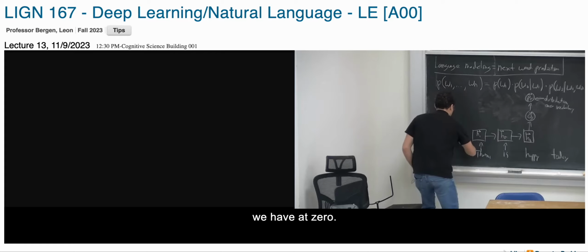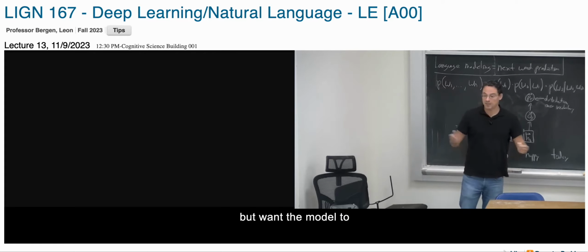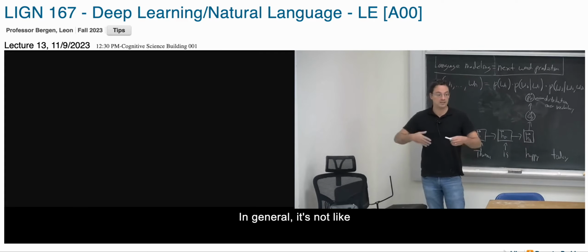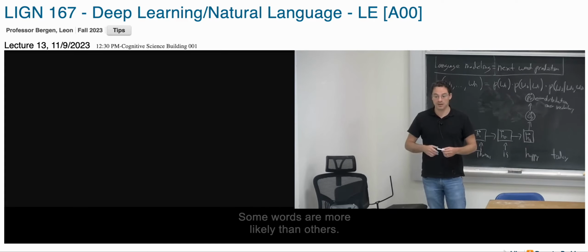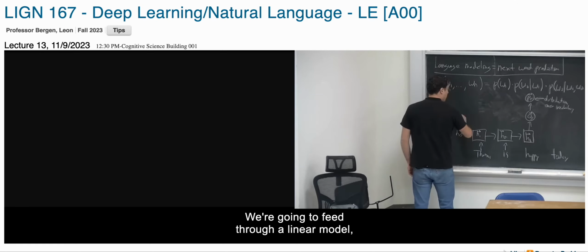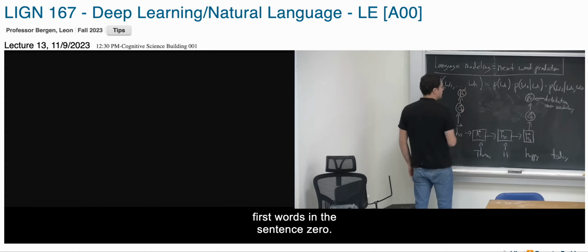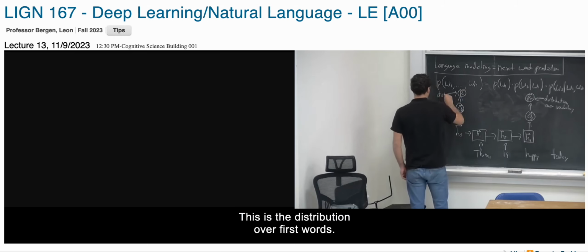So at h0, we should be predicting what the first word of the sentence is. That might seem like an impossible task, but we want the model to produce plausible first words of sentences in general. And it's not like first words of sentences are completely random. Some words are more likely than others. We should make the model predict what the first word is. So how are we going to do that? We're going to feed h0 through a linear model, make it predict o0, and then we get a probability distribution over first words in the sentence, p0. So this is the distribution over first words.